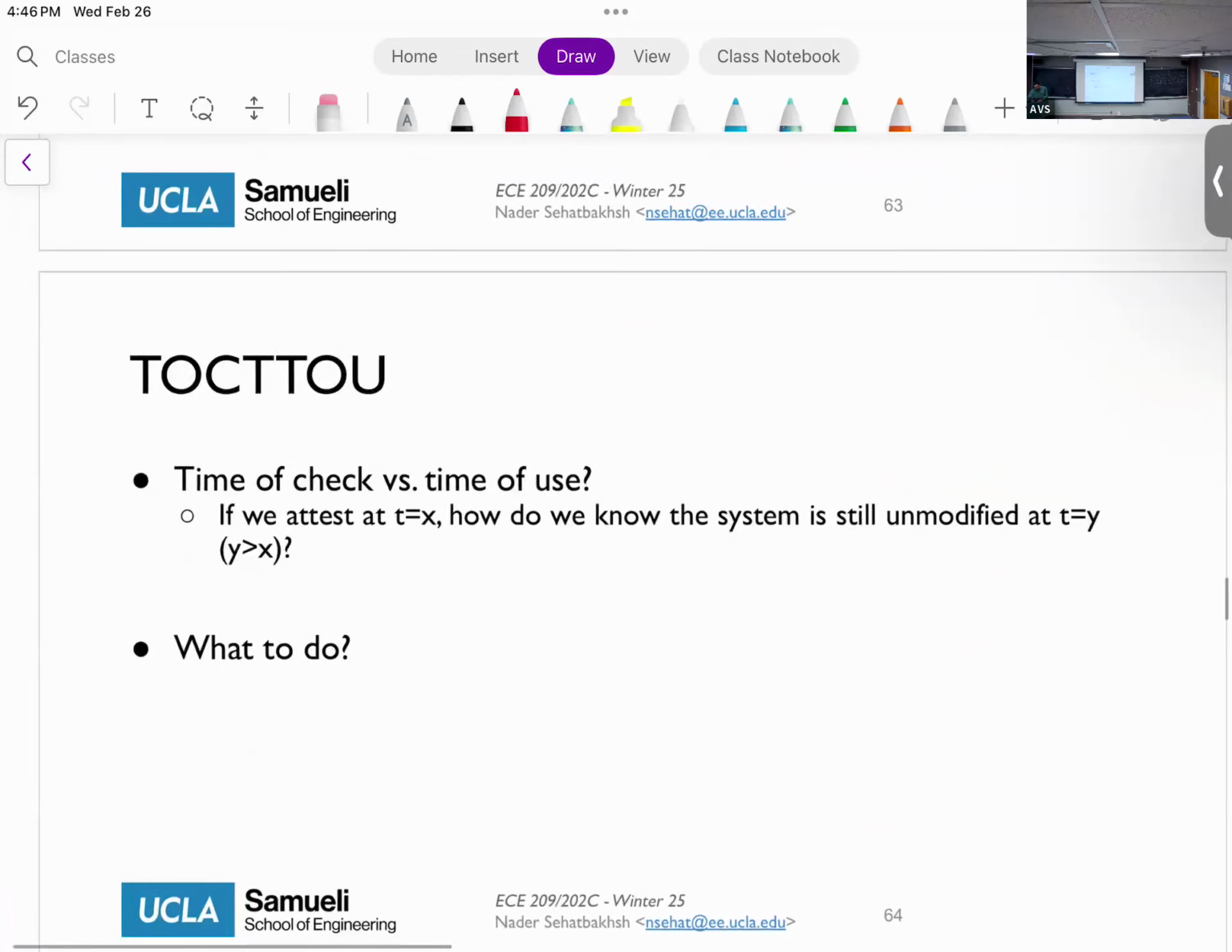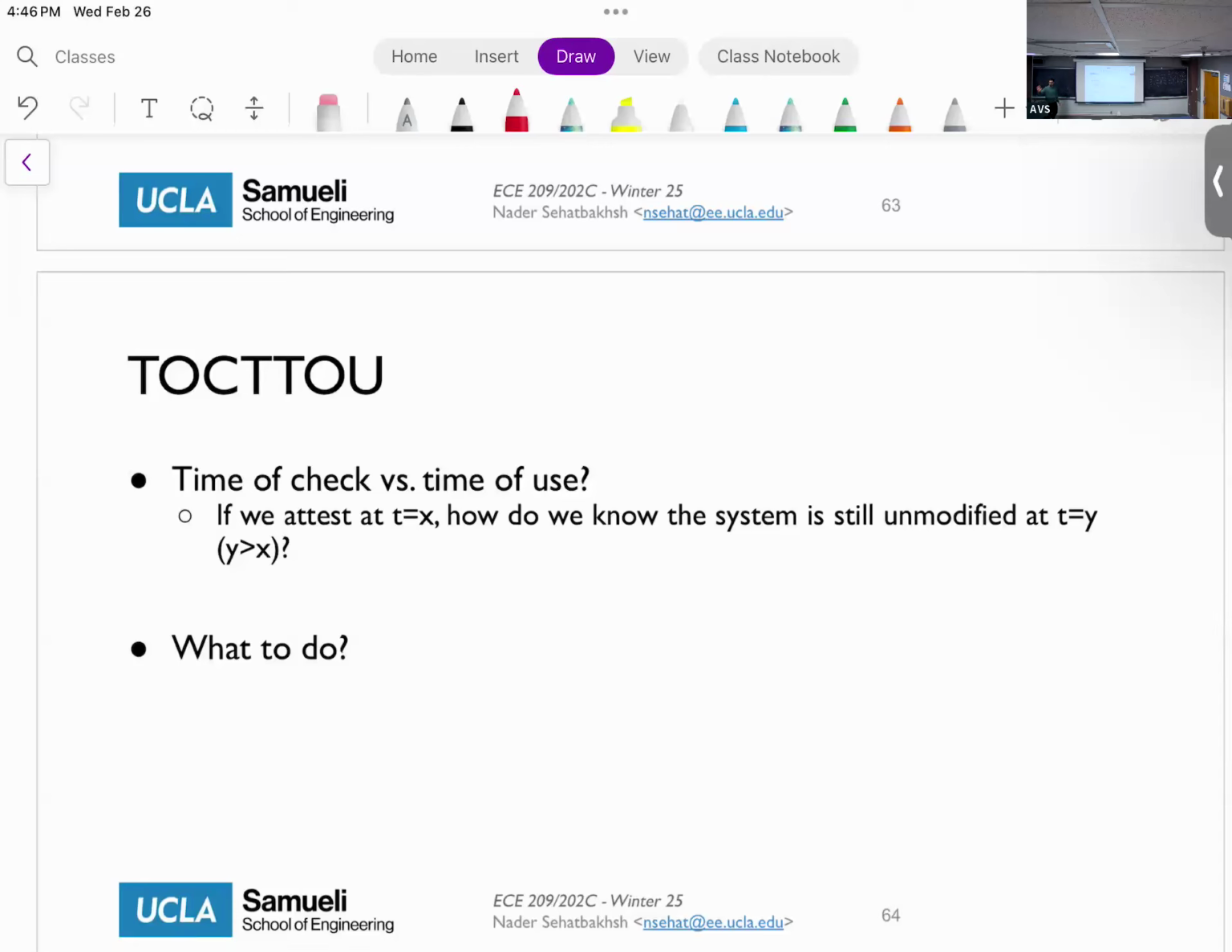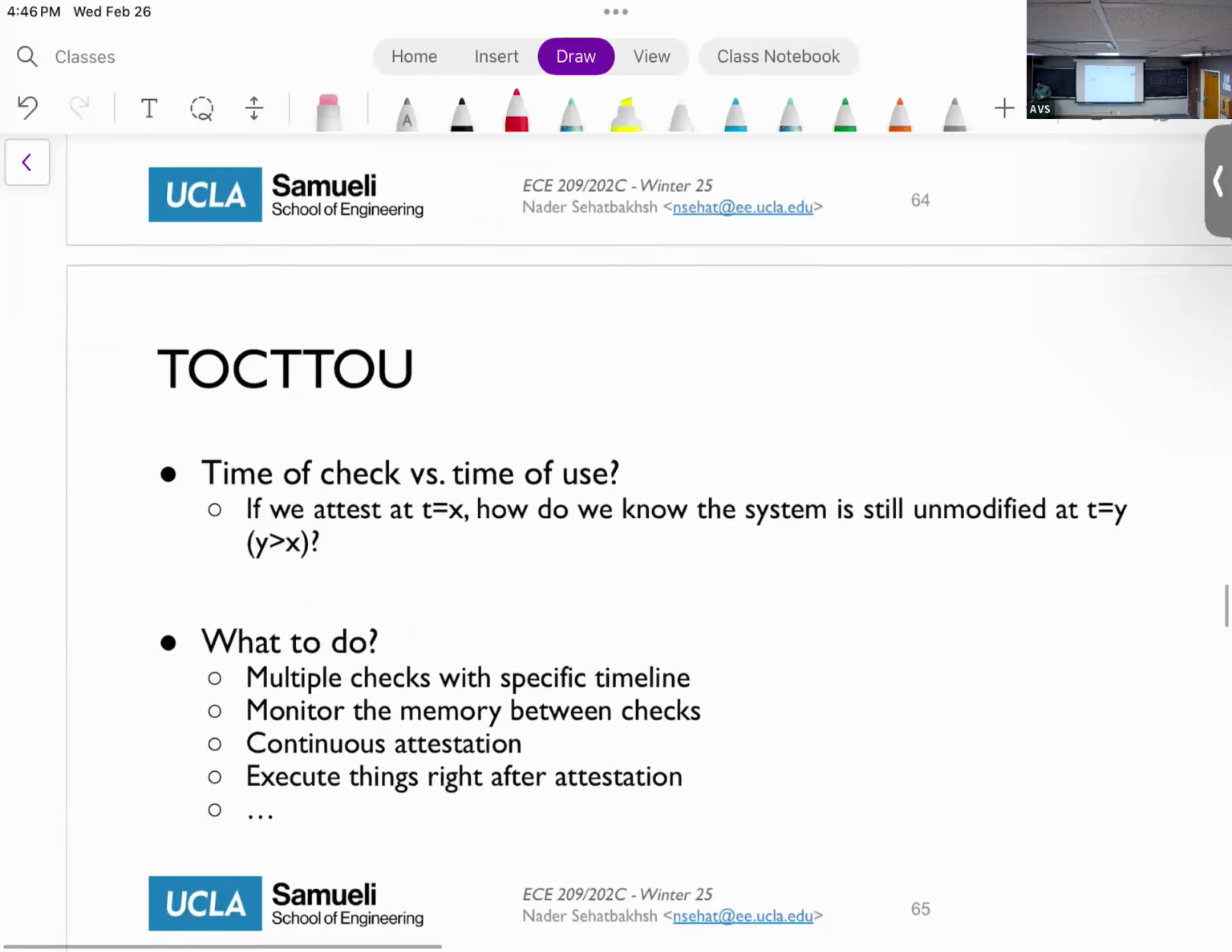As I said, neither software attestation nor hybrid attestation is secure against TOCTOU attacks. TOCTOU is time of check, time of use, which essentially means that if we attest at time X, we don't know anything about any time in the future, okay? The only thing attestation gives you is that at the current time, you know the system is secure. So it doesn't matter whether I'm using hybrid or software, we're still vulnerable to this attack.